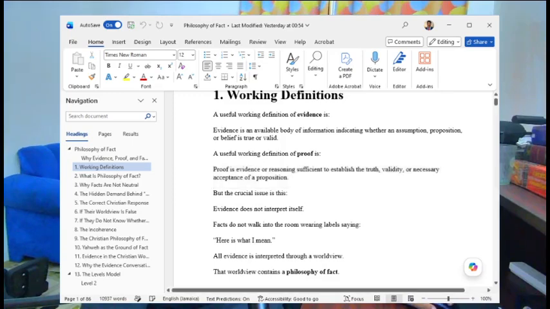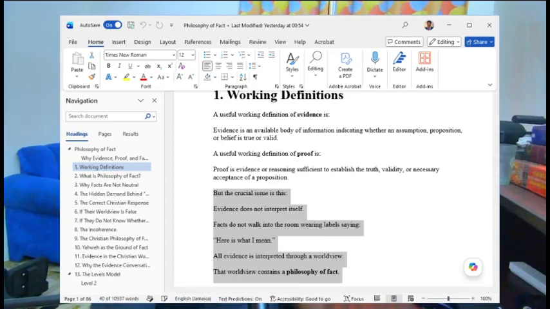But here's the crucial issue, guys. Evidence does not interpret itself. Facts do not walk into the room wearing labels saying, "Here is what I mean." All evidence is interpreted through a worldview. That worldview contains a philosophy of fact.